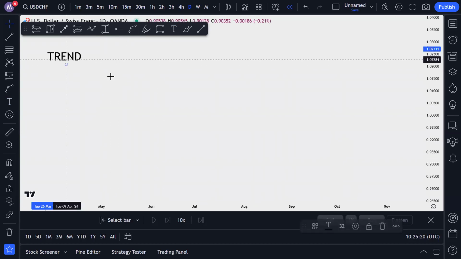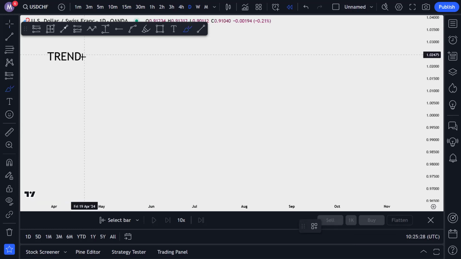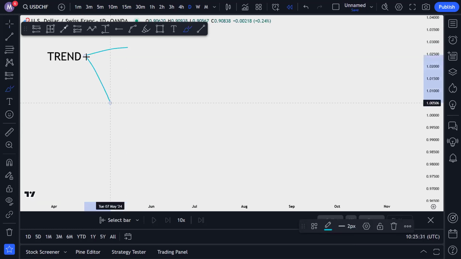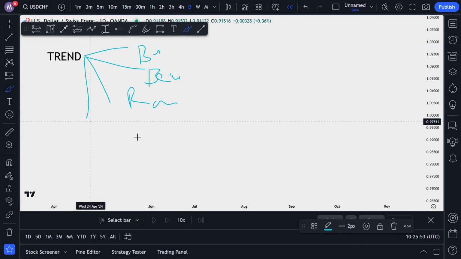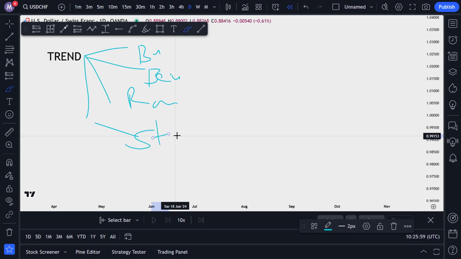Okay, now, first of all, we have four kinds of trend. We have the bullish trend, the bearish trend, we also have the ranging, and also the stagnant price action. Let me just call it a trend. It's called a stagnant trend.